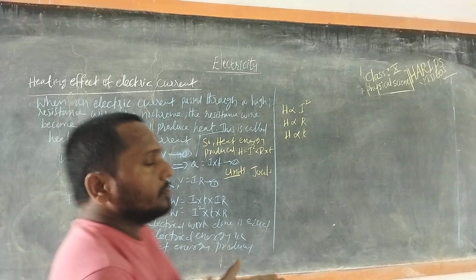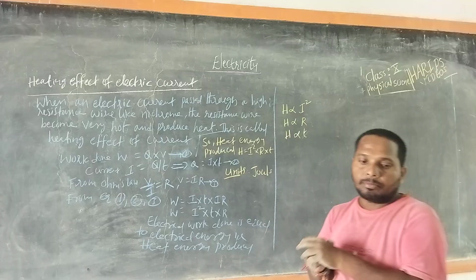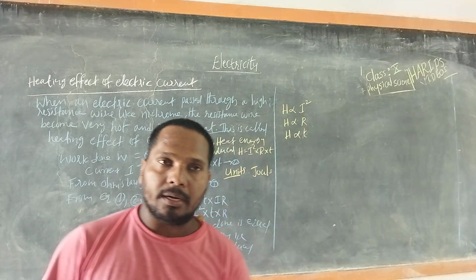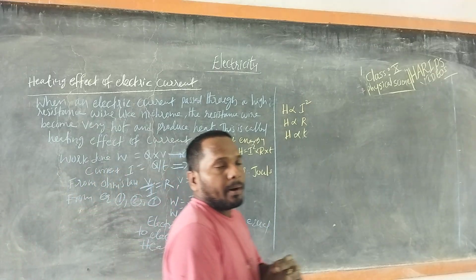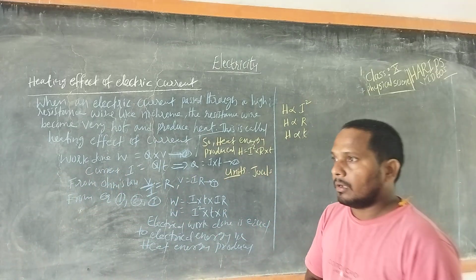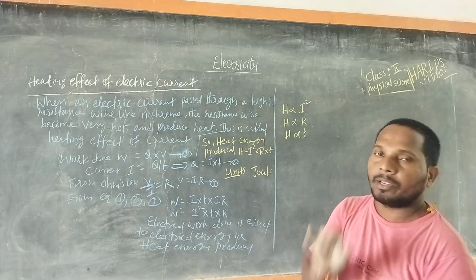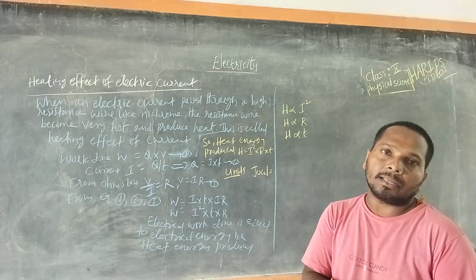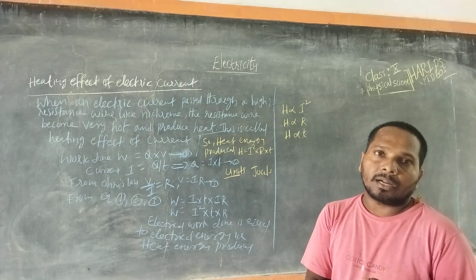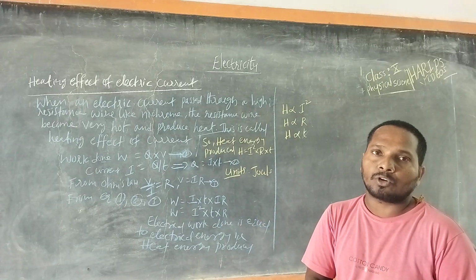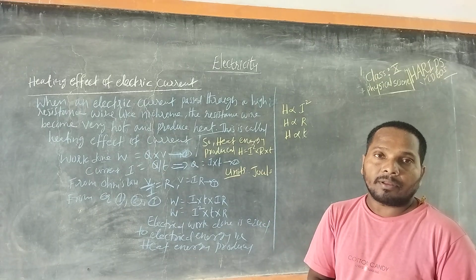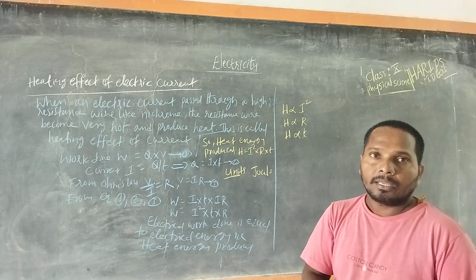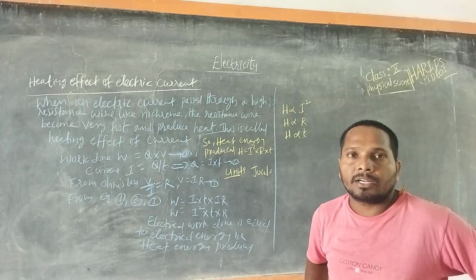Then coming to the last topic of the chapter, heating effect of electric current, or effects of electric current. When electric current is passed through a conductor, three changes take place. Three effects we are able to observe: one is heating effect, chemical effect, and magnetic effect. The magnetic effect of electric current will be learned in the next chapter, electromagnetism. The chemical effects of electric current were already learned in the previous class. Then one more is the heating effect of electric current.